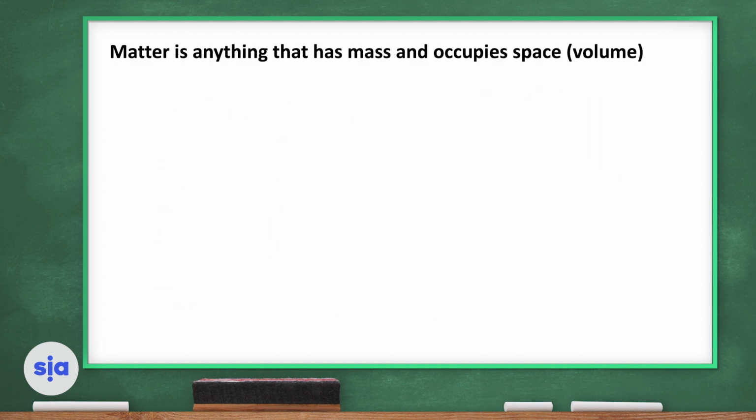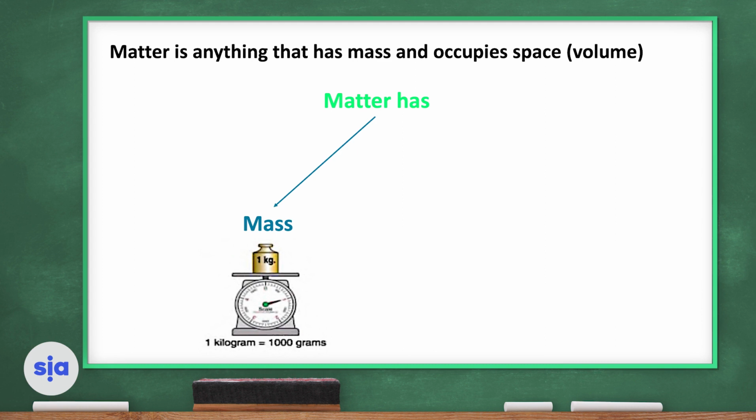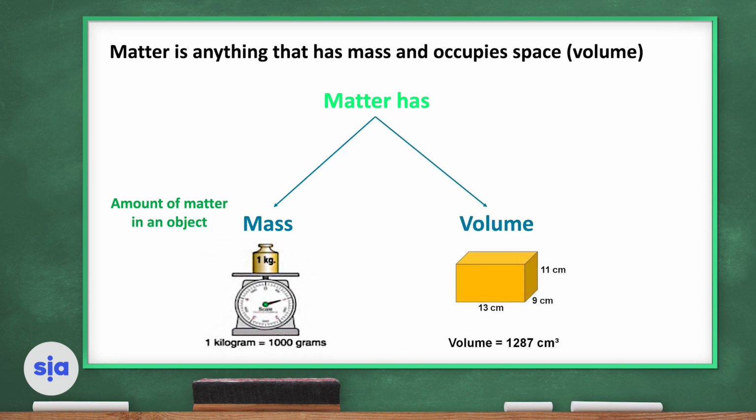Matter is anything that has mass and occupies space, or in other words, has volume. So, matter is anything that has mass, and mass is the amount of matter in an object. And matter has volume. And volume is the amount of space something takes up.